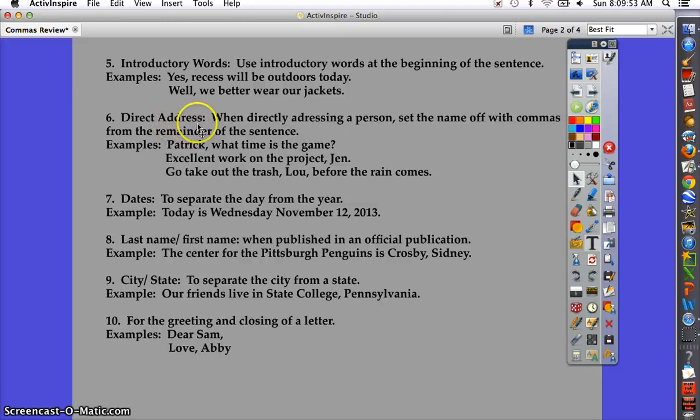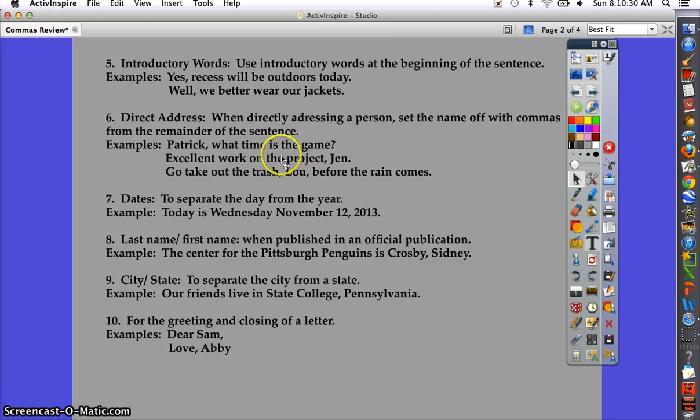Rule 6, direct address. When directly addressing a person, set the name off with commas from the remainder of the sentence. For example, "Patrick, what time is the game?" Or "Excellent work on the project, Jen." Or third one, "Go take out the trash, Lou, before the rain comes." In that last example, Lou's name was in the middle of the sentence, so you're going to put commas around it, in front and behind it, because that name could come out and you'd still have a complete thought. It would sound like this: go take out the trash before the rain comes. So the name had to be separated with commas around it.